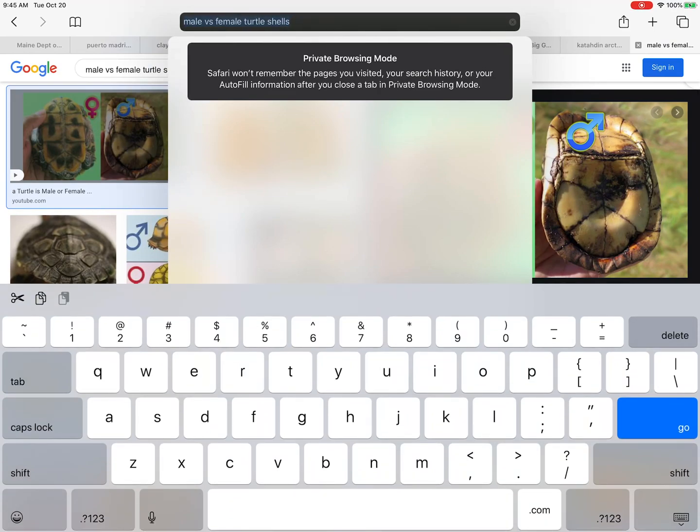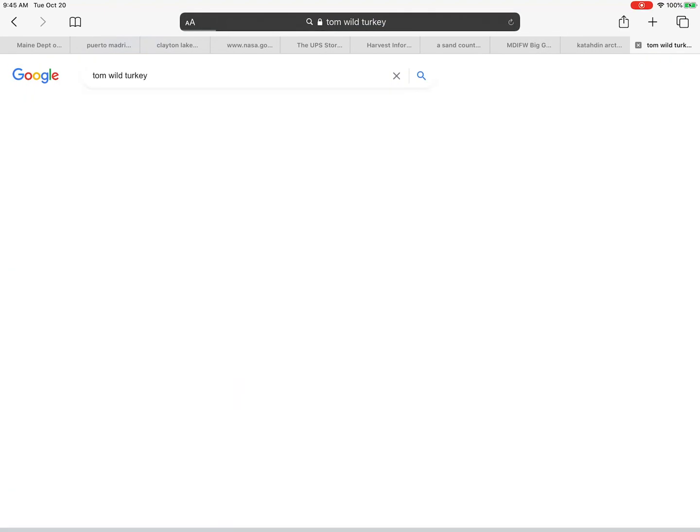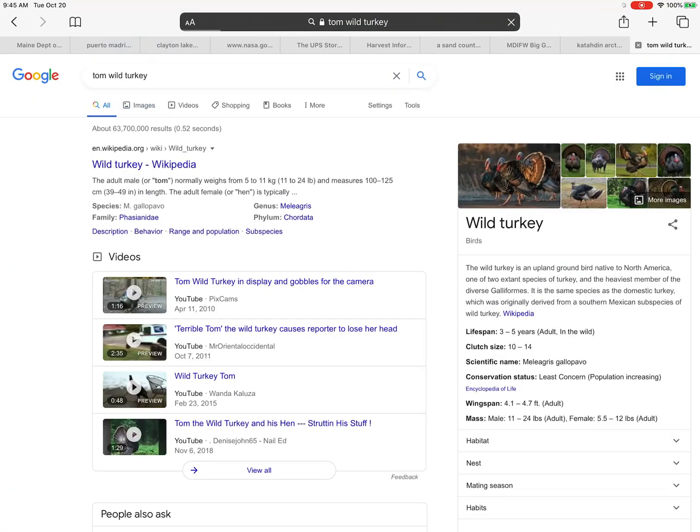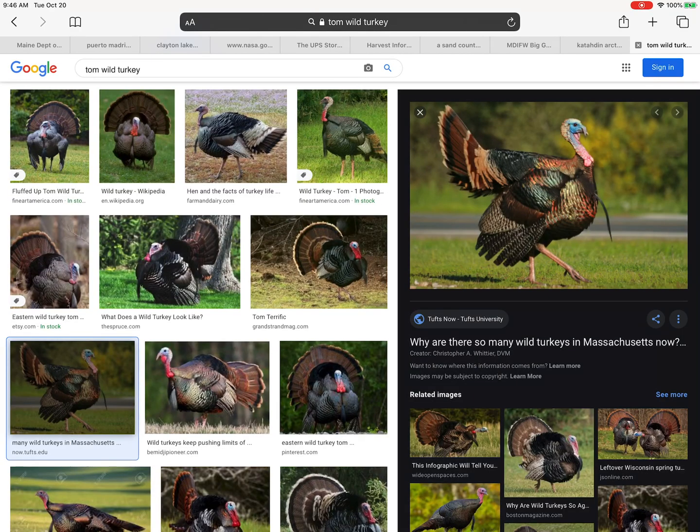So let's look it up. We'll say Tom wild turkey. A tom is a term we use for male wild turkeys. If we just look up an image of a tom, right, we can see that this guy is just an absolute giant pile of secondary sexual characteristics. Their feathers are shinier. They have that bright head that changes color depending on their mood. They've got a more developed and colorful fan than a female.